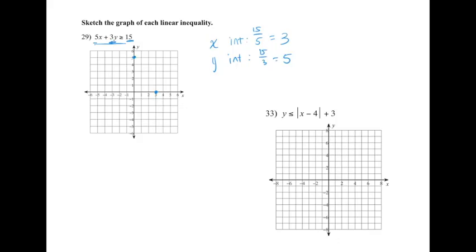Now I just need to decide if this is dashed or solid. So if I look at this, it's or equal to, which means it's going to be a solid line. And so I'm going to draw a solid line between those. And then I just have to decide if I'm shading above the line or below it.